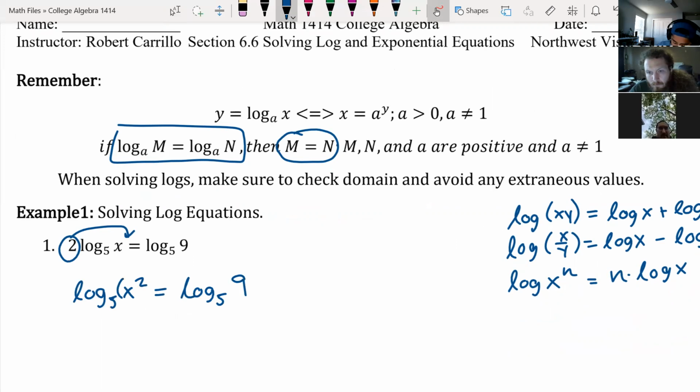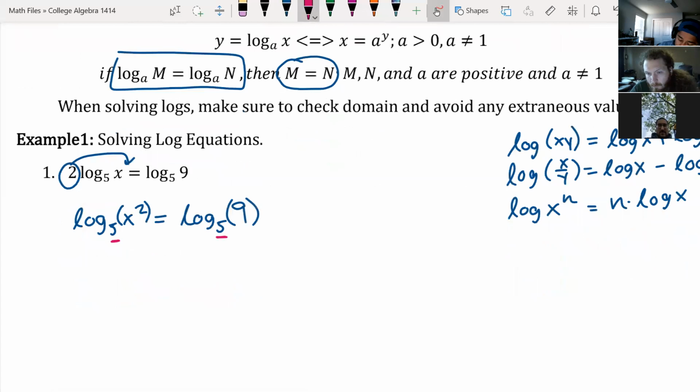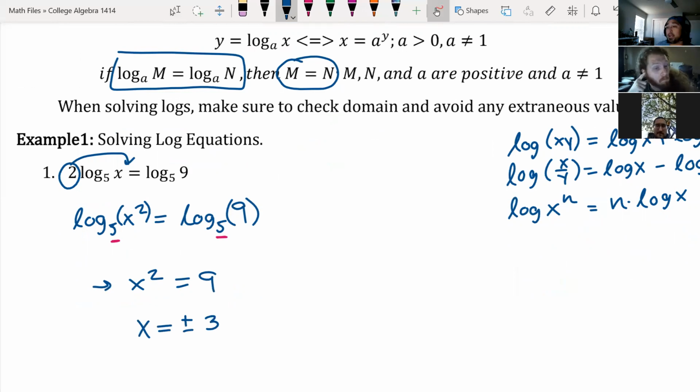Now I put parentheses around them. Why not? And now we can actually use the new property we learned above, because we see that the bases are the same, which means we can set the values inside of the logs equal to each other. Okay. So when we do that, you'll end up with x squared equal to 9, square root both sides, and x equals plus or minus 3.